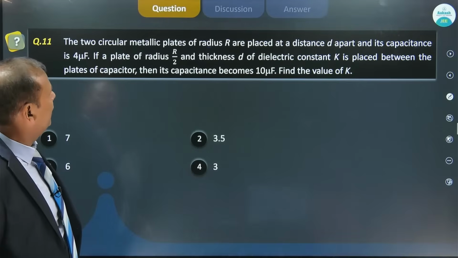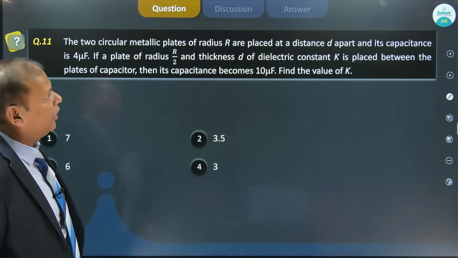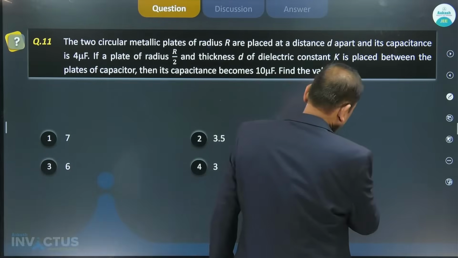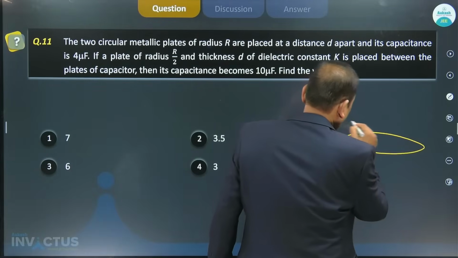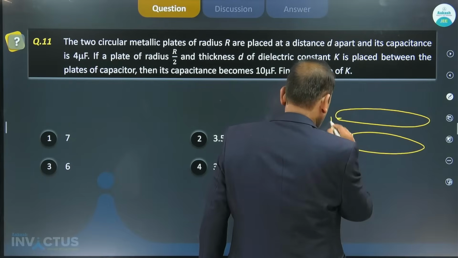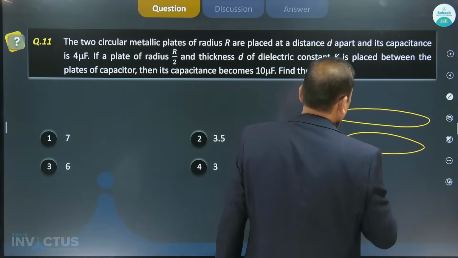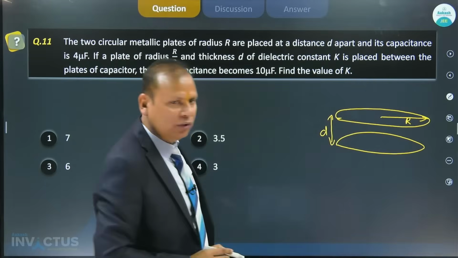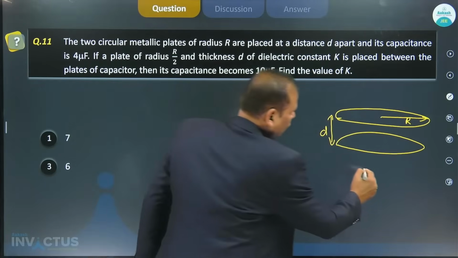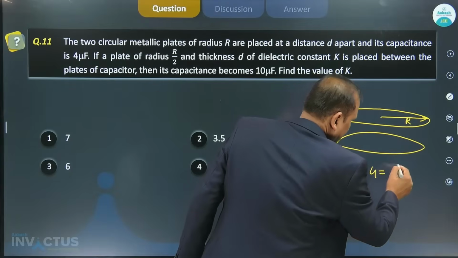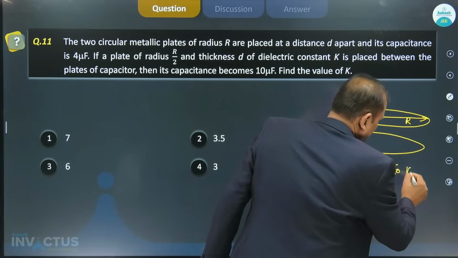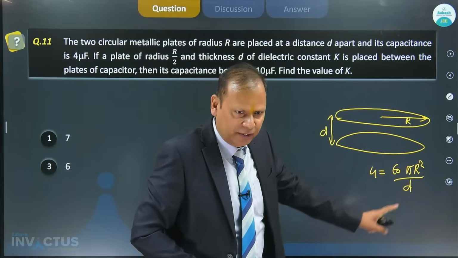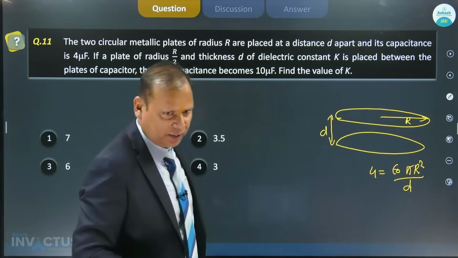Two circular metallic plates of radius R are placed at a distance D apart and its capacitance is 4 microfarad. So what is here? So, two circular plates are shown here. 4 is equal to epsilon naught pi r square by d. Epsilon naught A by d. This is your initial condition.